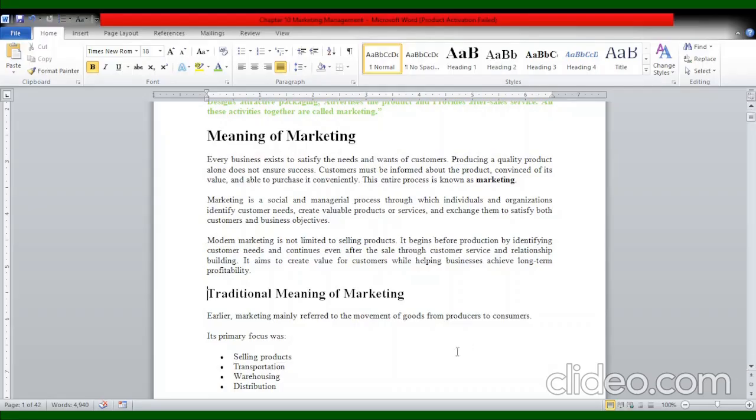But modern marketing is not limited to selling the product. It begins before production by identifying customer needs and continues even after the sale through customer service and relationship building. It aims to create value for the customer while helping the business achieve long-term profitability. So marketing is a quite broad term, right? Marketing is a broad term. It will help you not just with selling.